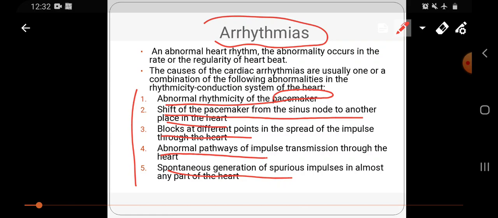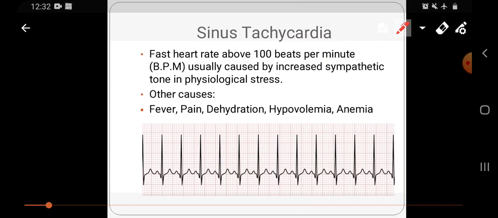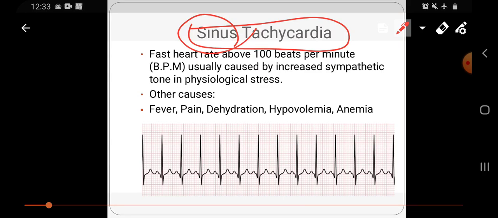Okay, now, at first we're going to talk about sinus tachycardia. Now, the word tachycardia means a fast heart rate above 100 beats per minute. And when we say sinus tachycardia, it means that the rhythm starts in the SA node, but it is faster than normal. So the only abnormality here that we will see on the ECG strip is a fast heart rate. Okay, everything else is supposed to be normal because the signal starts in the SA node as it should, and it spreads in its normal pathway.